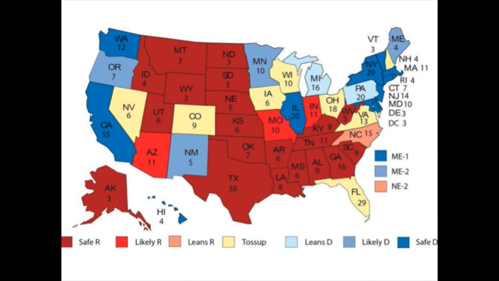Keep this map in mind, and particularly those tannish, yellowish, beigeish swing states, or as I like to call them, purple states, neither red nor blue, a mix of both. As we get through the process, they will be very important.